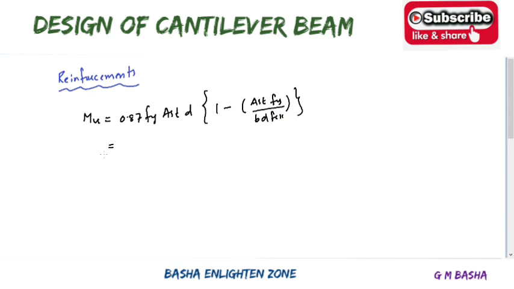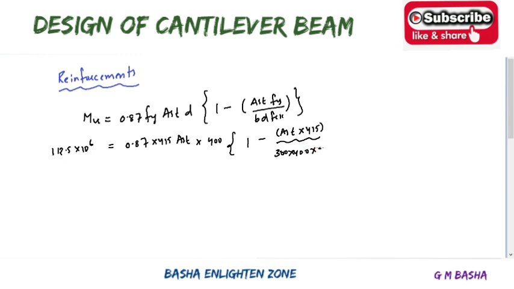So already we have all the values. In the same way we can calculate this problem. What is your Mu value? Your Mu value will be around 112.5 kilonewton meter. I am taking terms of mm. That is 0.87, fy will be 415. Here your area of the steel is unknown, into 400. Again 1 minus area of the steel into 415 by b, value 300, d value 400, into fck 20.